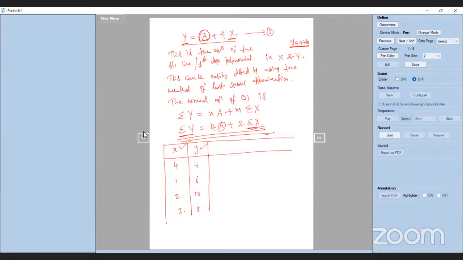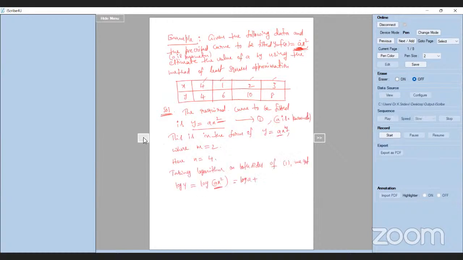What is capital X? See the previous page. Capital X is log x. What is capital Y? Log y. So we know the small x values and small y values. According to the small x values, we get the capital X values, and according to the small y values, we get the capital Y values. After getting capital X and capital Y values, we can get summation X and summation Y.